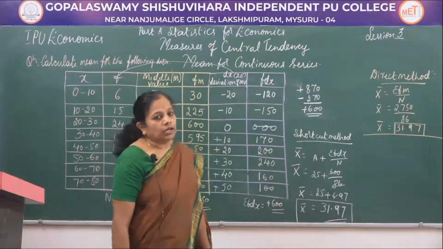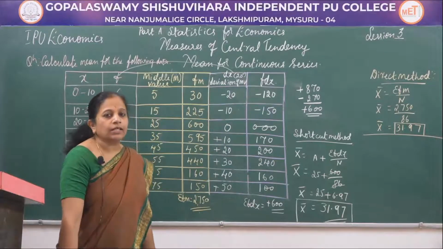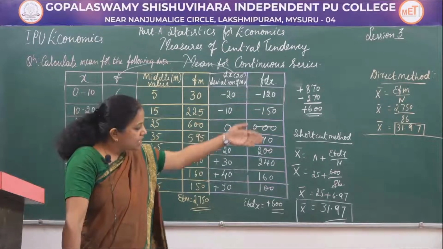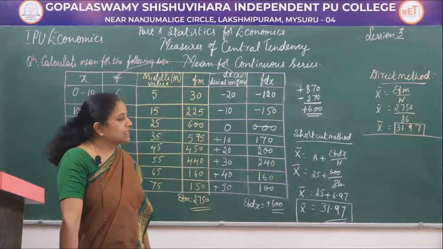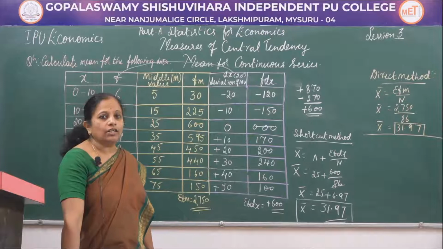31.97. So the mean value for this problem is the same in both the direct method and the shortcut method for this continuous series. So this is the way of calculating the mean for the continuous series.